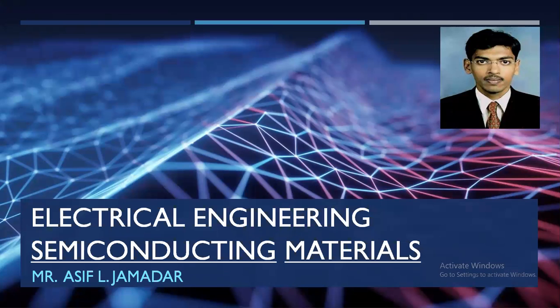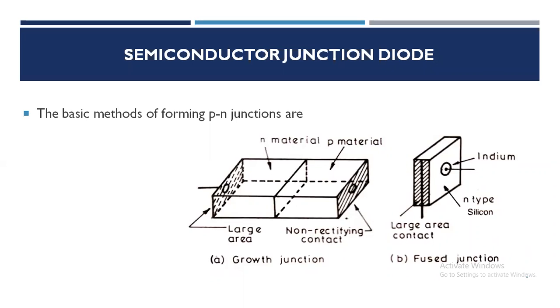Hello guys, in this lecture we are going to learn about the semiconductor junction diode under the topic of semiconducting materials. Most semiconductor devices contain at least one junction between the p-type and n-type material. The p-n junctions are fundamental to the performance of operations such as rectification, amplification, switching, and others in electronic circuits.